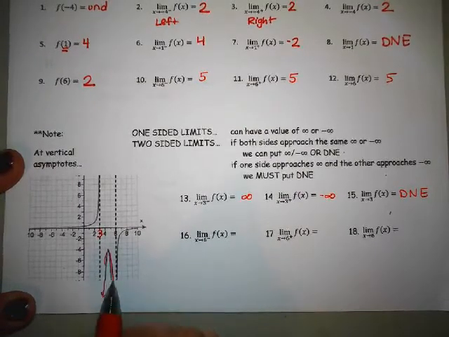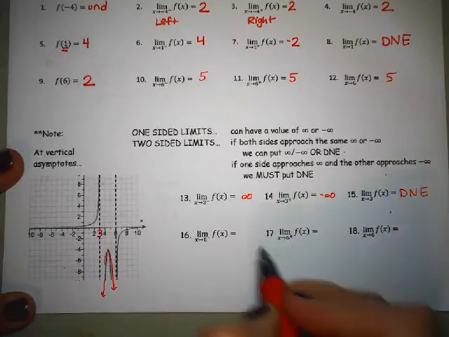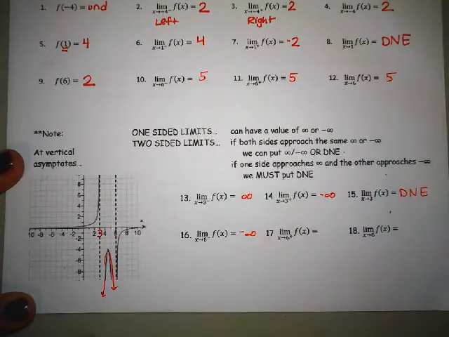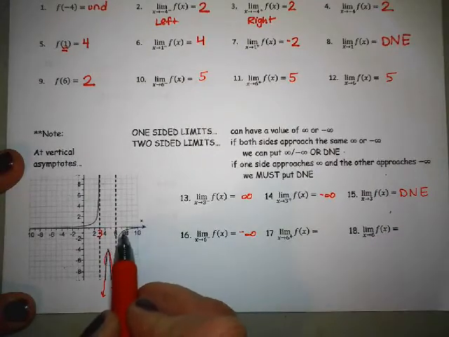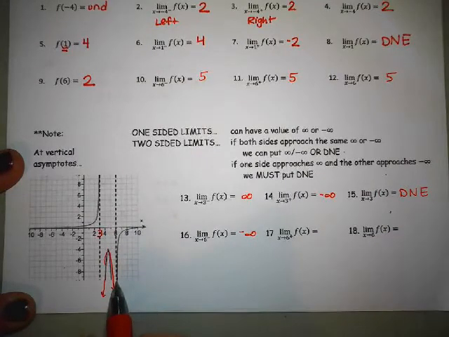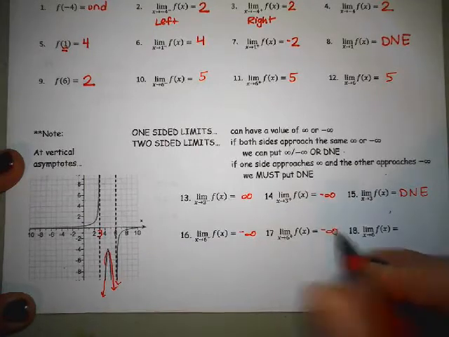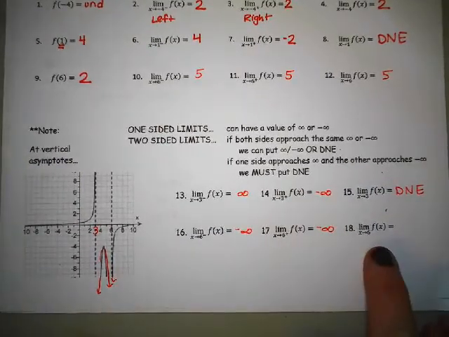And as x approaches 6, my y value is going down to negative infinity. As x approaches 6 from the right side, my y value is going down, so I say negative infinity. Now, number 18 is something to pay attention to. It says, what is the limit as x approaches 6?